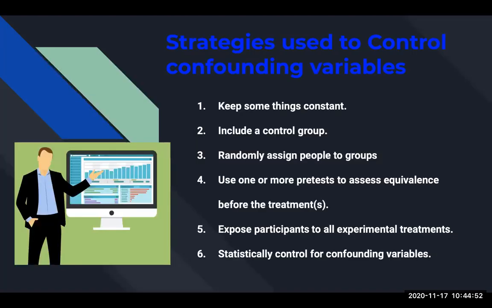Strategies used to control confounding variables. The first one is to keep some things constant. When a factor is the same for everyone, it cannot possibly account for any differences observed. Oftentimes, researchers ensure that different treatments are imposed in the same or very similar environments. They may also seek research participants who share certain characteristics such as age, gender, grade level, and just their overall characteristics, if they share any.